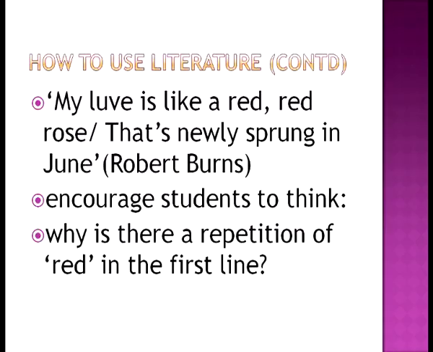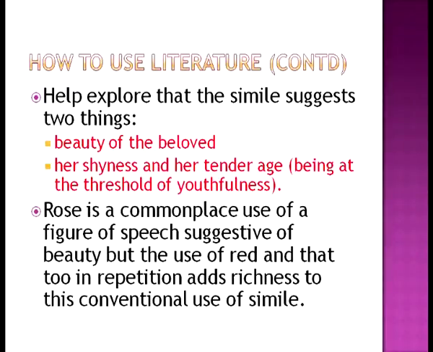sweetest. Another example, "My love is like a red, red rose that's newly sprung in June." Now, look at the use of red twice. This repetition of red is very important. Why is there a repetition of red in the first line? Because our attention to the repeated use of red will help us explore that the simile suggests 2 things. First, it refers to the beauty of the beloved.